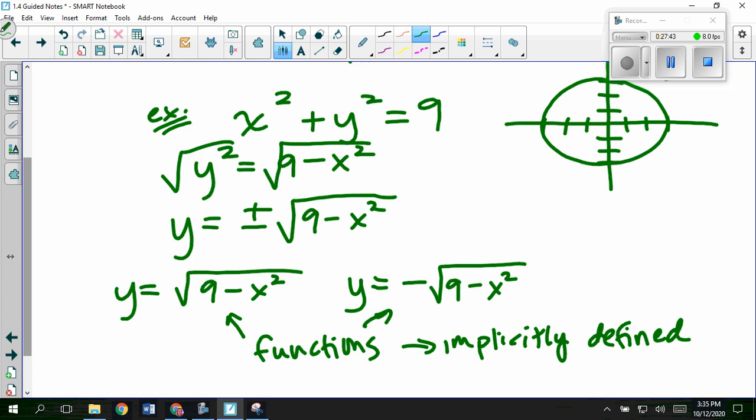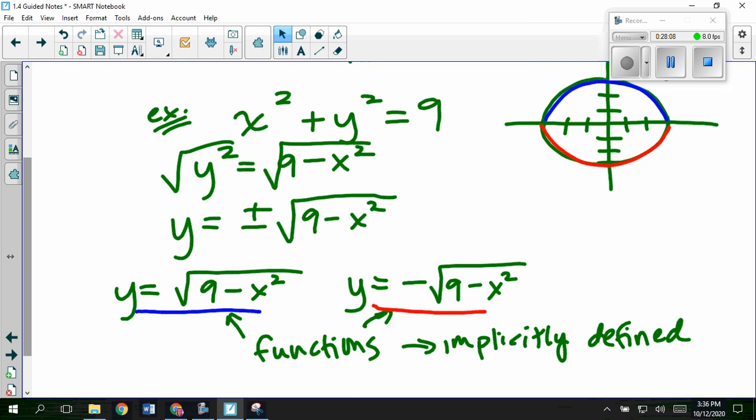And on my graph, not sure if this will help or throw anybody off, but the positive square root would be considered this part, this positive square root piece. The negative square root would be this bottom half. And so if I define them separately, if you'll notice, if I only had the blue part up on the graph, it would pass the vertical line test. If I only had the red part, it would also pass the vertical line test. Put them together and they don't pass.